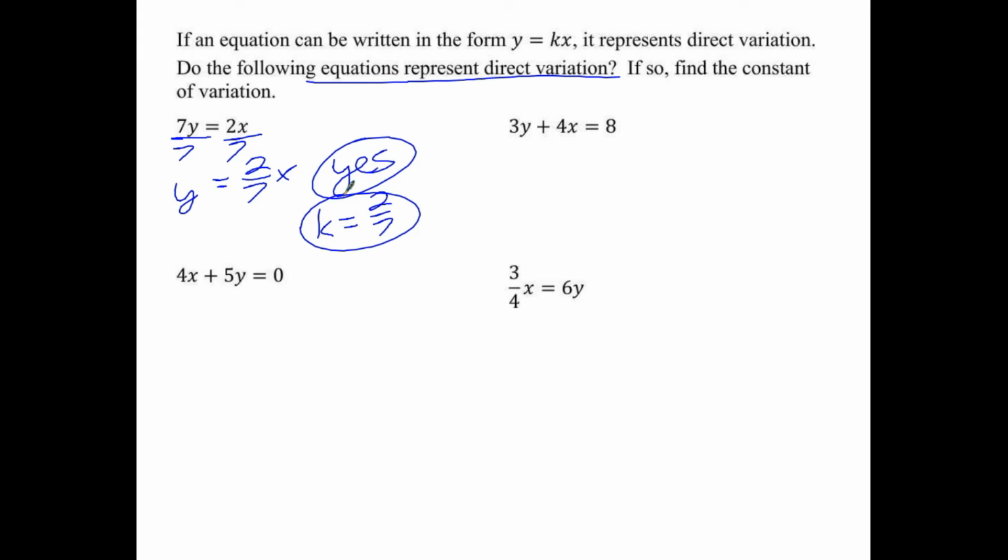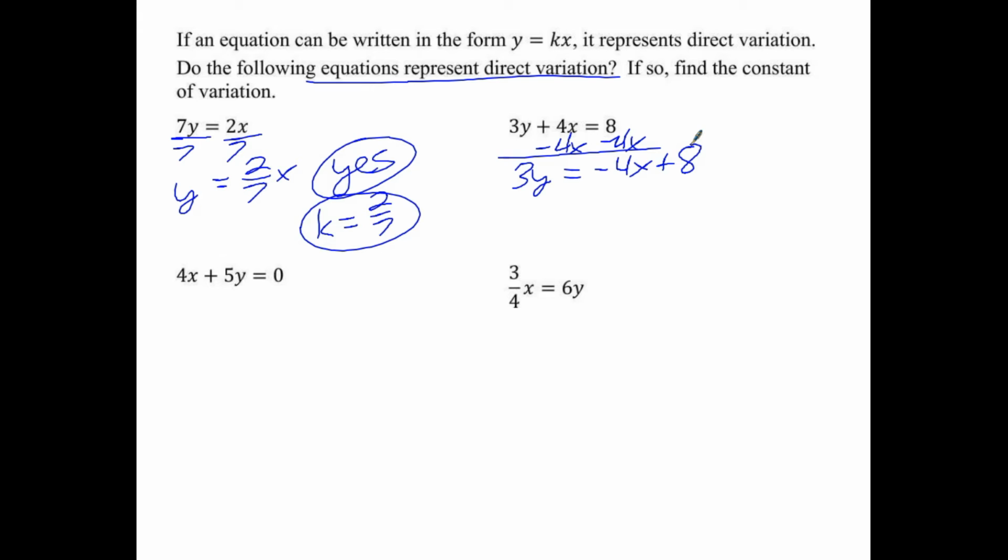Okay? So let's take a look at the one to the right. 3y plus 4x equals 8. We want to solve for y. First thing you do is subtract the 4x from both sides. So what do we have? 3y equals negative 4x. We subtracted 4x from both sides. Plus 8.